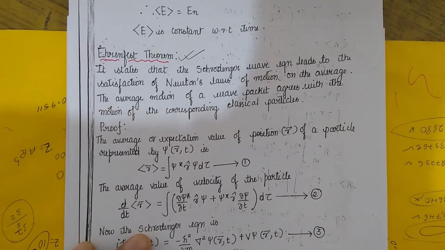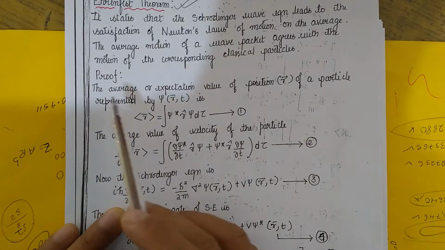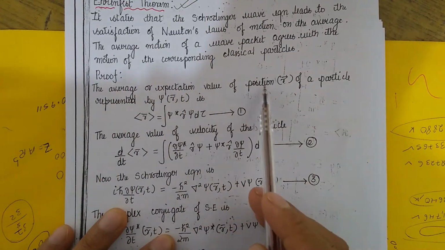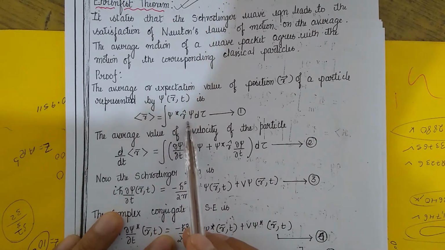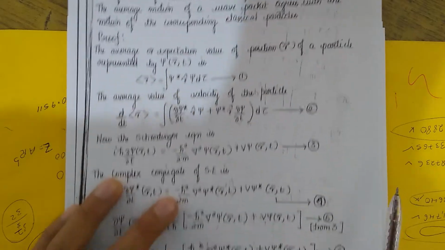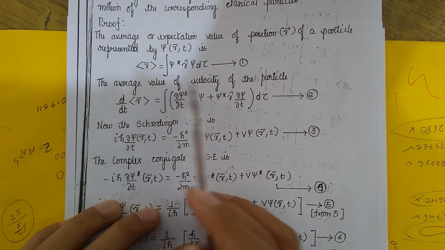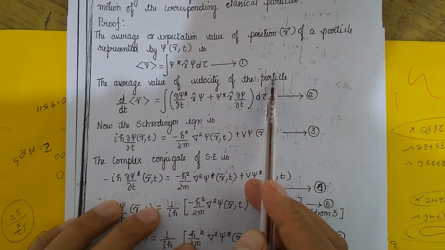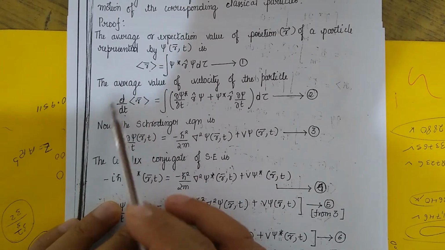Okay, now let us try to see the proof of the Ehrenfest theorem. Now, the average expectation value of position r of a particle represented by psi is this one. We have already done this, equation 1. Now, if we want to find out the average value of velocity of a particle, we just need to differentiate position with respect to time. So this will give us the velocity.